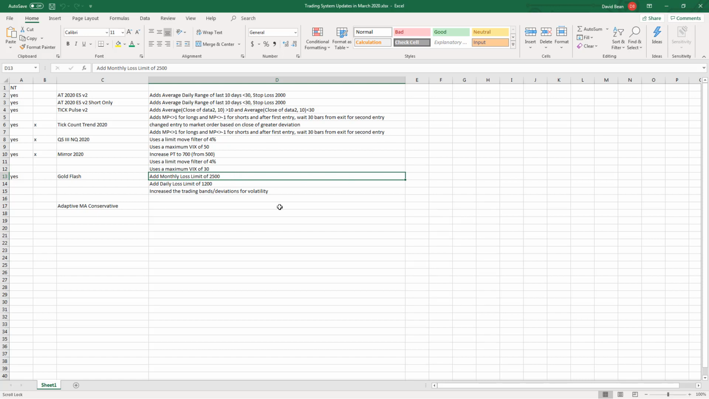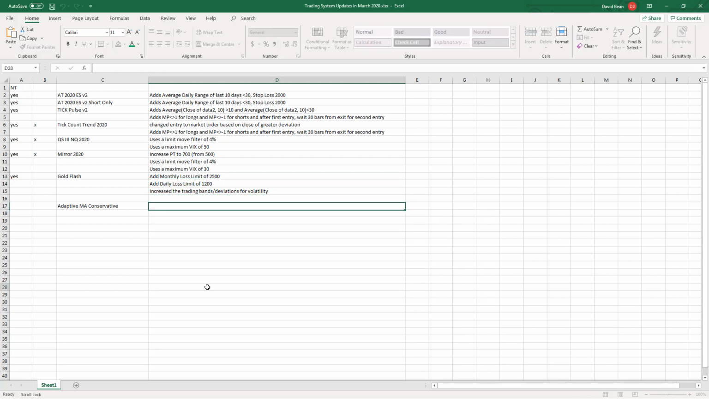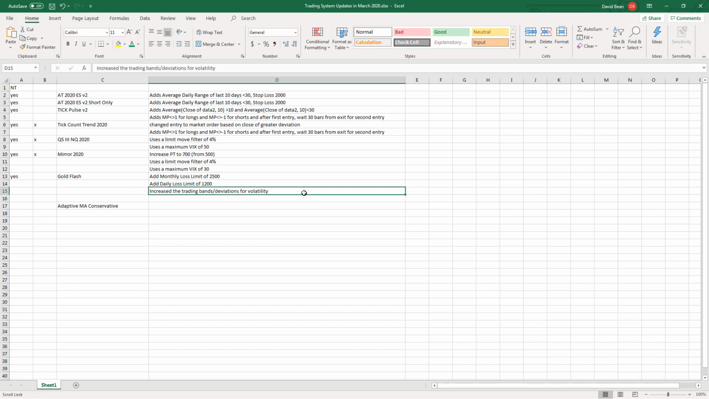Gold Flash has a monthly loss limit of 2,500 and a daily loss limit of 1,200. These are on a closed trade basis. And we increase the trading bands deviations for volatility. So with increased volatility, we increase it. There's adaptive moving average conservative. It was not added to the portfolio calculator. It was something that you can do on your own. I prefer the current aggressive version of the adaptive moving average.